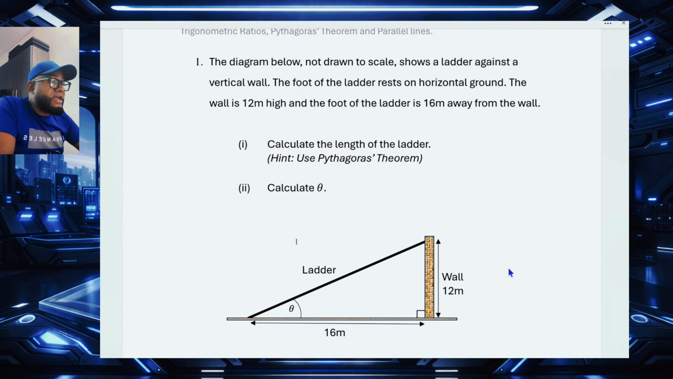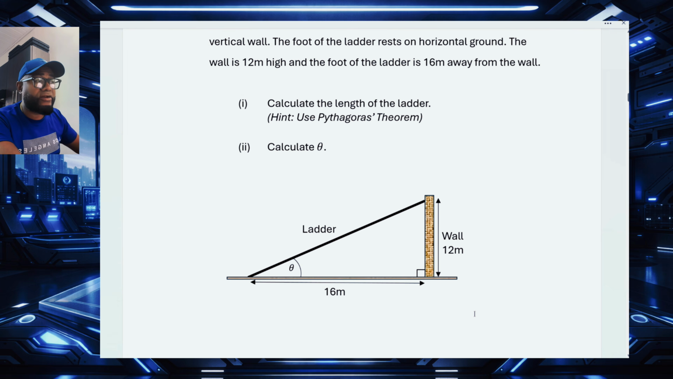They said the diagram below, not drawn to scale, shows a ladder against a vertical wall. The foot of the ladder rests on horizontal ground. The wall is 12 meters high and the foot of the ladder is 16 meters from the wall. What are they asking us? They're asking us to find the length of the ladder. I put there that you could use Pythagoras' theorem as a hint.